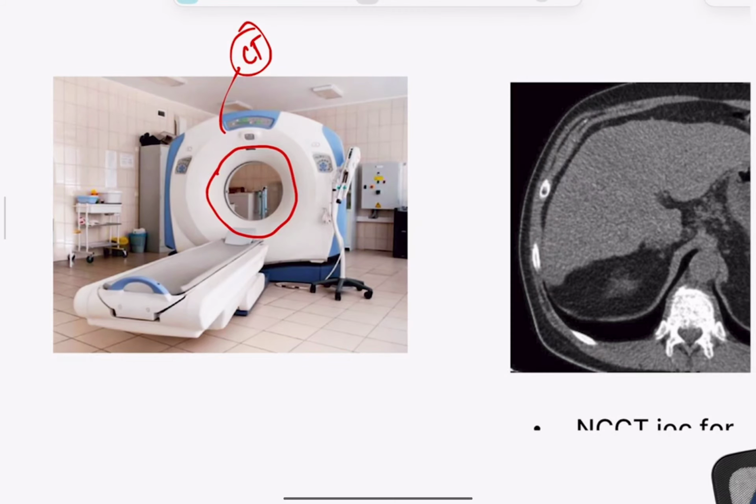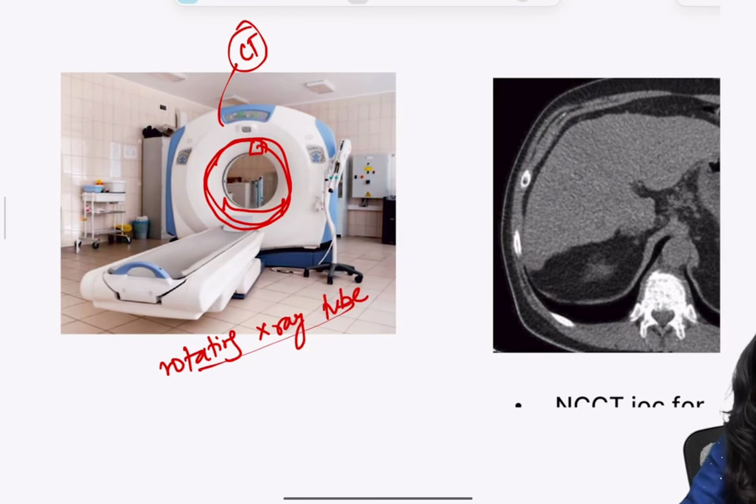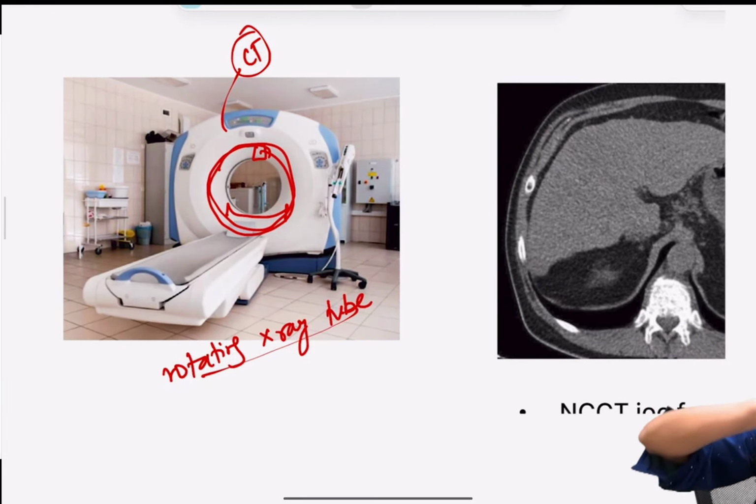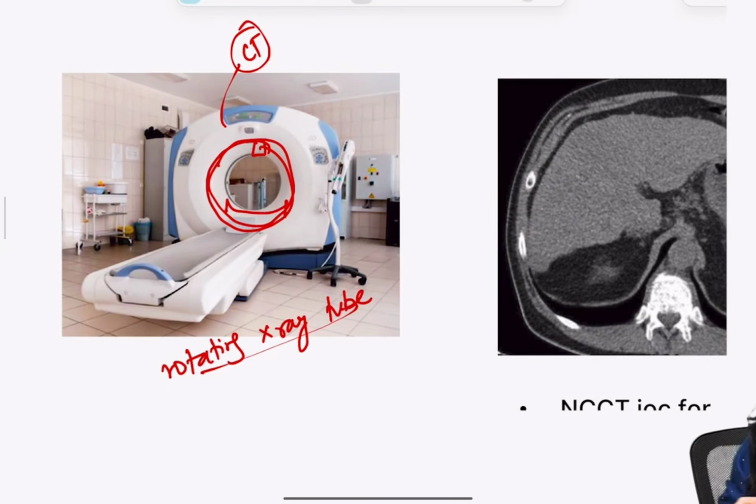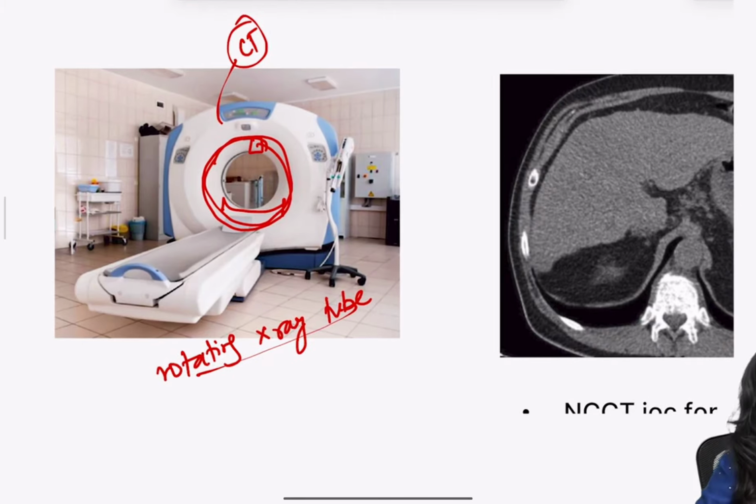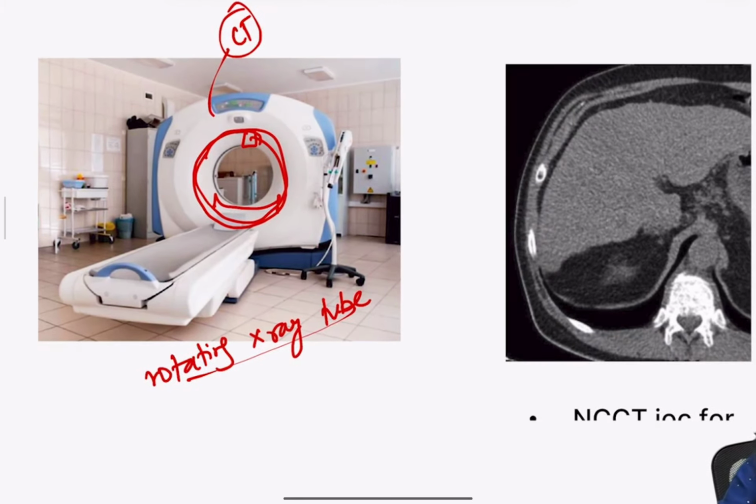Now this round part, the gantry of the CT machine, is where you have the X-ray tube and the detector on the other end. And the different thing here in CT as compared to X-ray is, this is a rotating X-ray tube. So the X-ray tube rotates around the patient. So basically it is taking the images from various angles, and that is what makes it 3-dimensional.